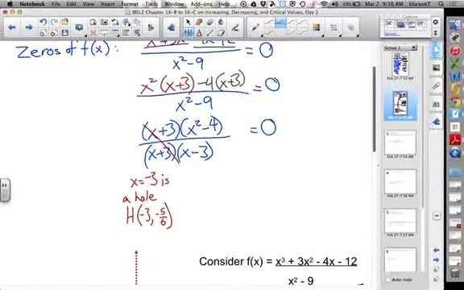So there's a hole. x minus 3 tells us that x equals 3 is what? No, it's an asymptote. Remember, if you have things eliminated from your domain, the negative 3 and positive 3, if it cancels out, it's a hole. If it doesn't, it's an asymptote.